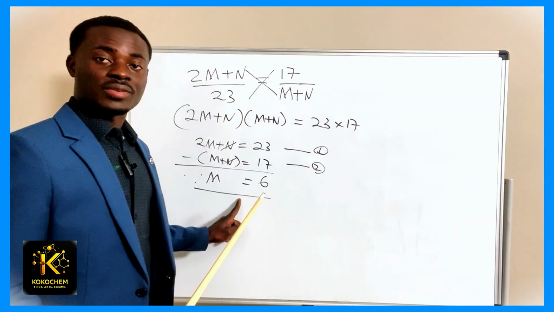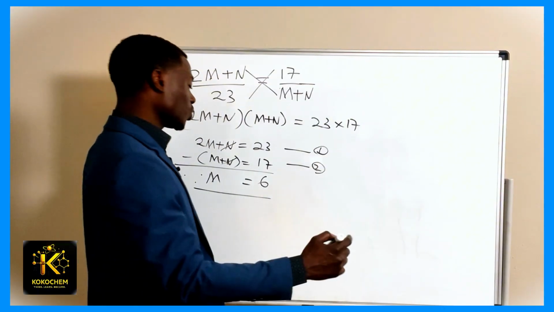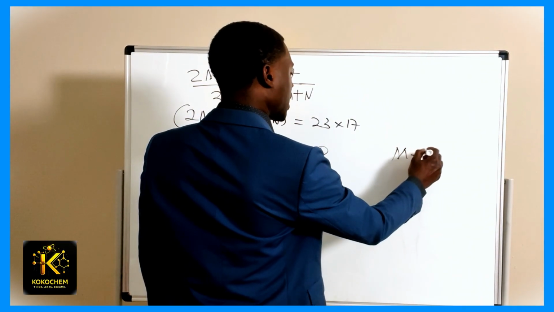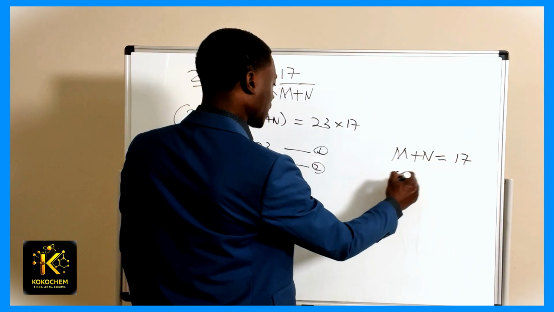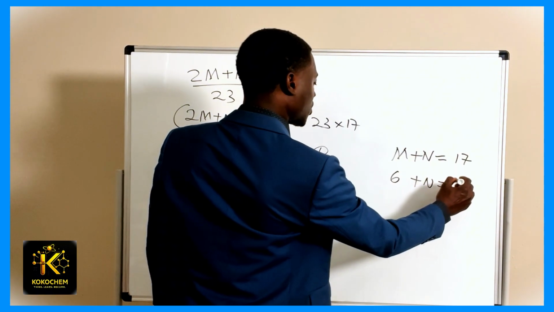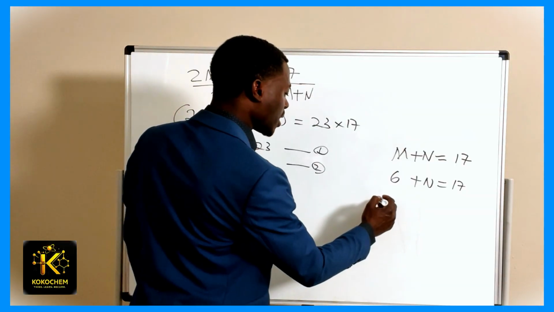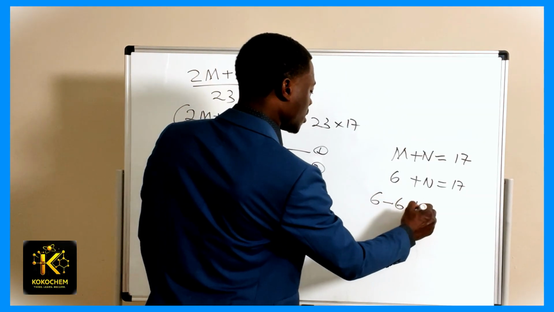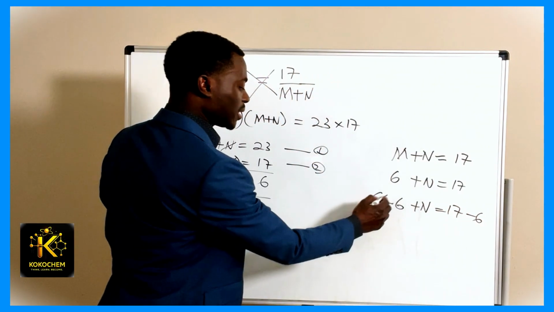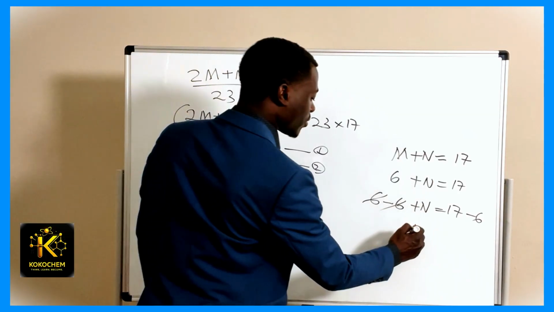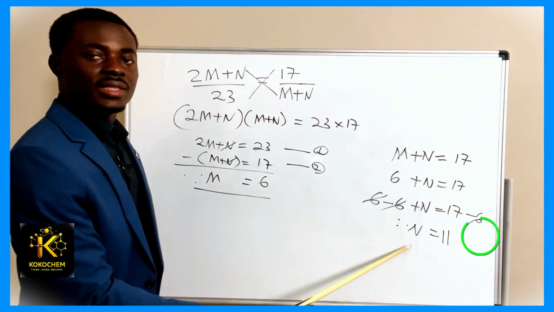Now insert the value of m into any of the equations. I'm going to use equation 2. So for equation 2, we have m + n = 17. The value of m is 6, so 6 + n = 17. Subtract 6 on both sides: 6 minus 6 plus n equals 17 minus 6. 6 cancels out minus 6. You have n is equal to 11. Therefore, n is equal to 11.